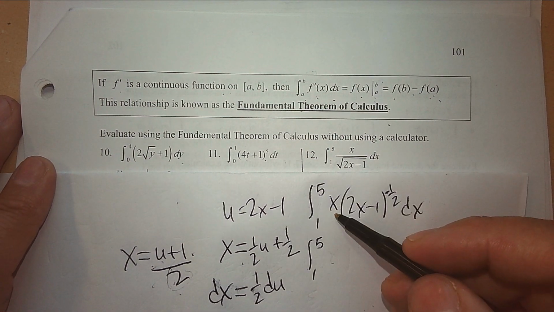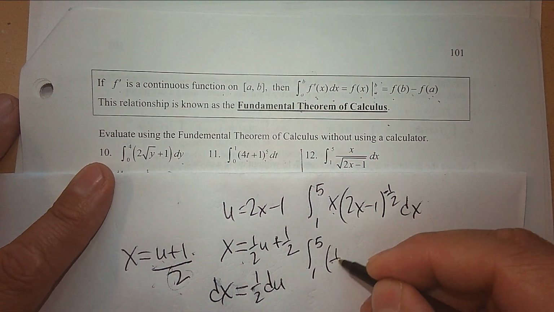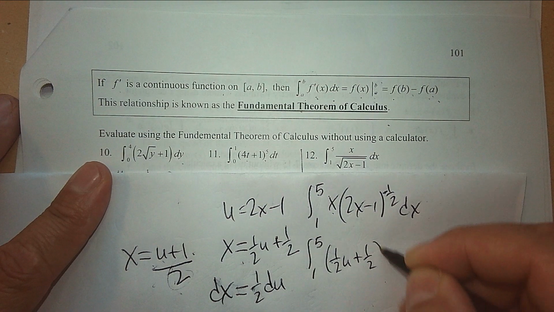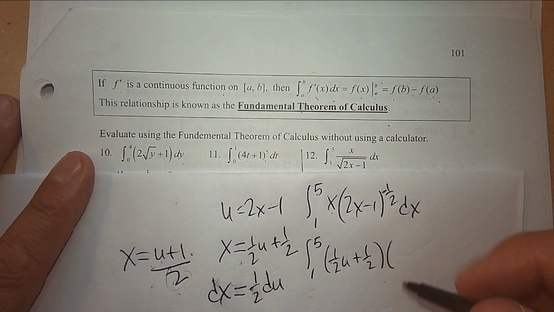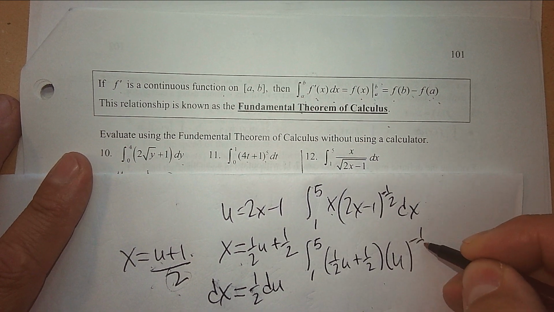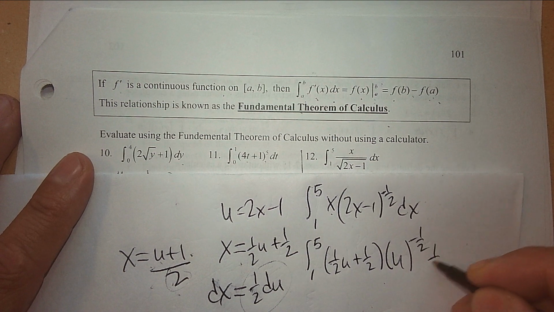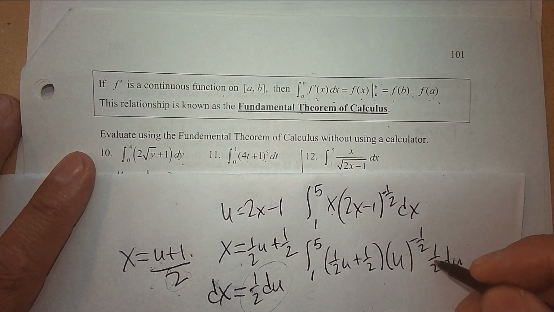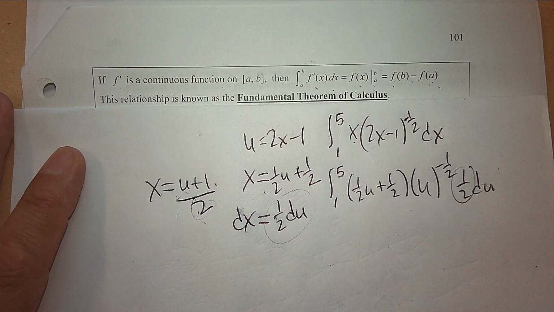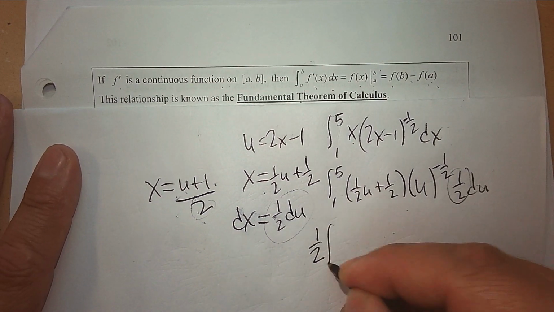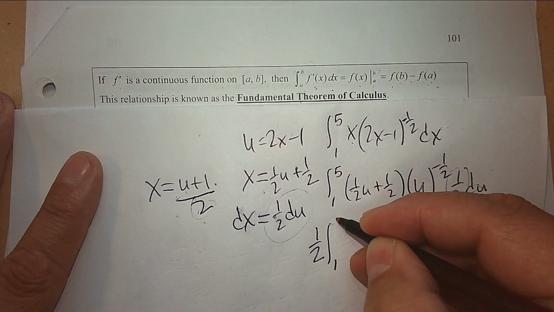Where there's an x, I'm going to plug in 1/2 u plus 1/2. 2x minus 1 is u, and that's to the exponent negative 1/2. And dx is 1/2 du, like the problem we did today in class. Where can that 1/2 go to make life easier? In front of the integration. That's one of the properties of integration, that a constant can be written in front of the integration. So that's what I'm going to do. And then I'm going to do some algebra.